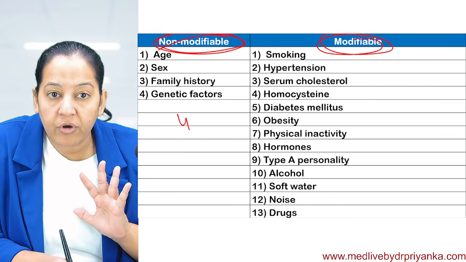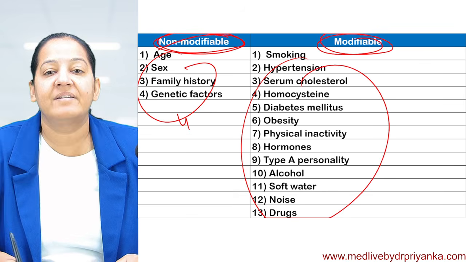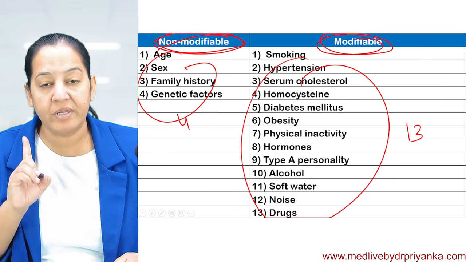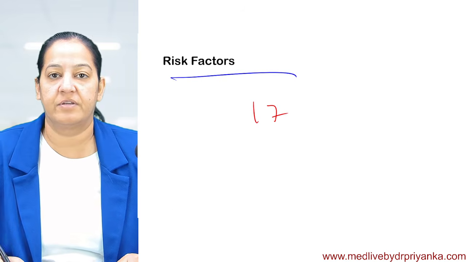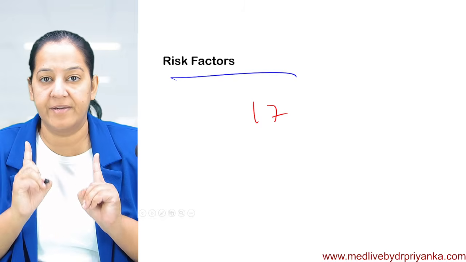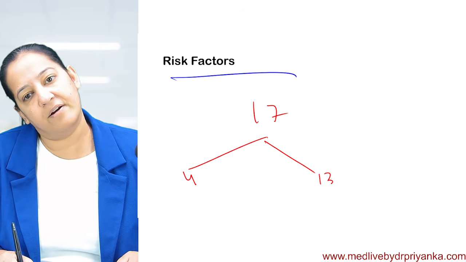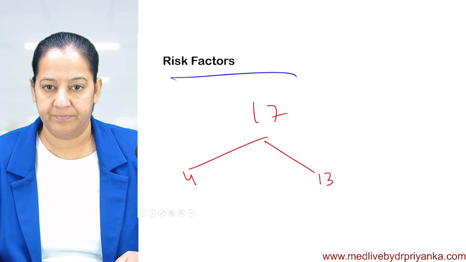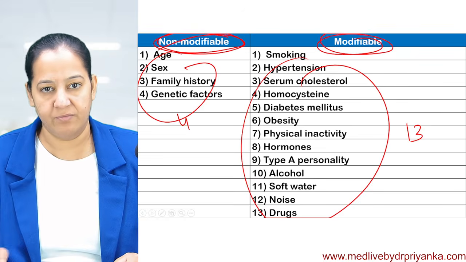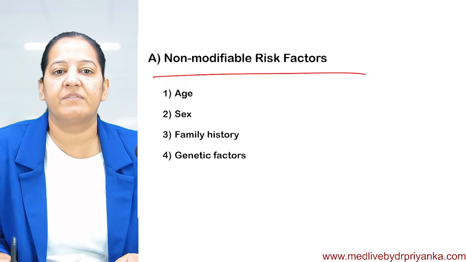There are 4 non-modifiable and 13 modifiable, a total of 17 risk factors that should be at the tip of your tongue. You have to learn the number of risk factors for coronary artery disease: 4 non-modifiable and 13 modifiable, so 17 in total. One by one, we will see the details. So let's start with the non-modifiable.